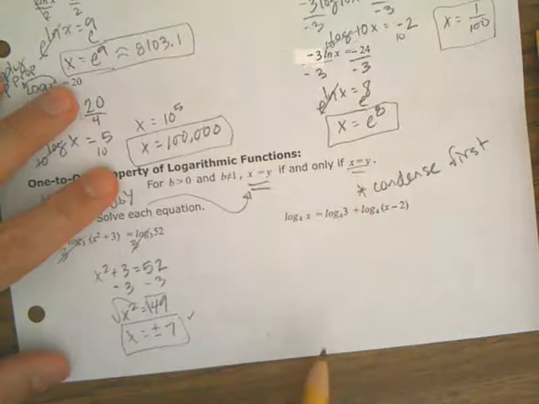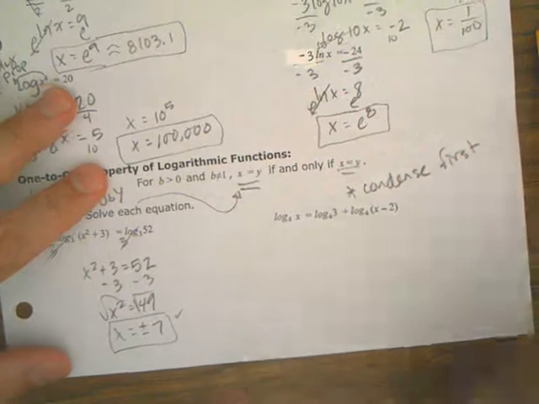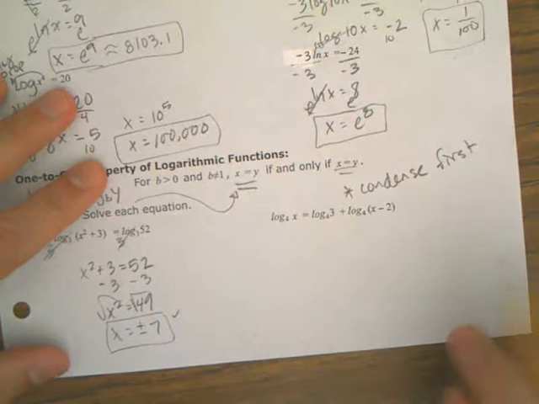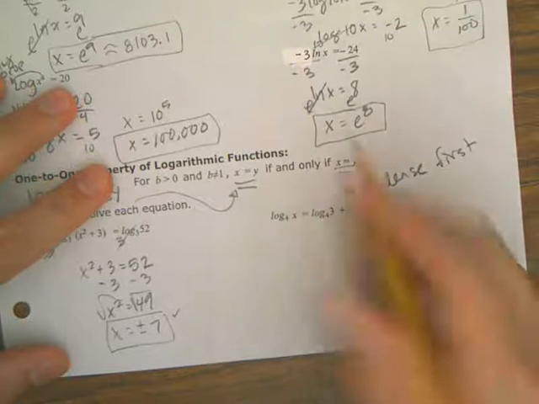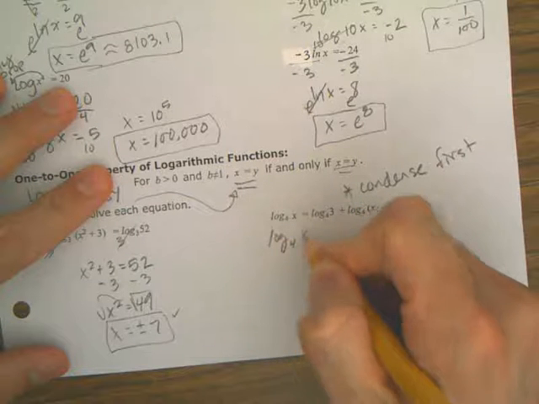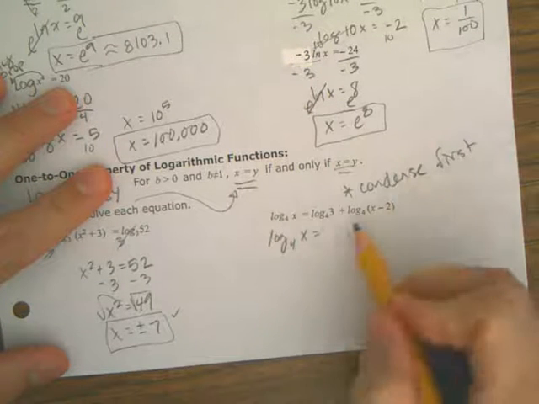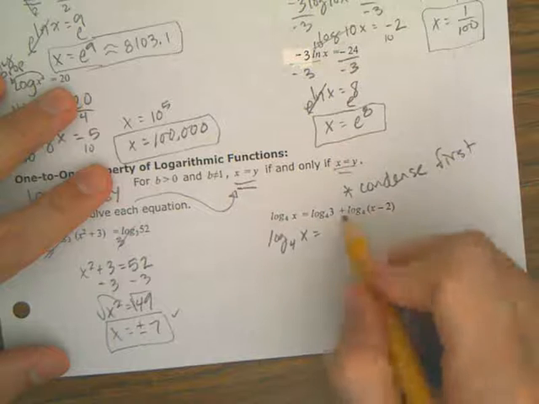All right. This is the problem right here. We've got 2 logs on this side. This one's good to go. Log base 4 of x. Put them together using our condensing properties. When you're adding, you're multiplying. Log base 4 of 3 times x minus 2.